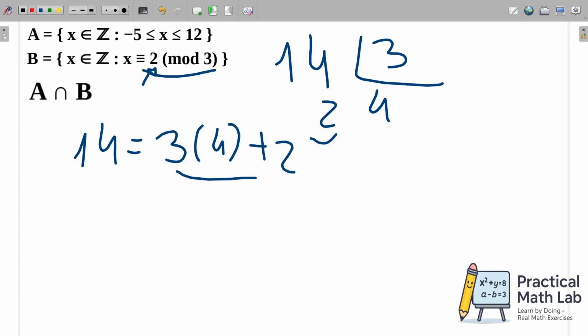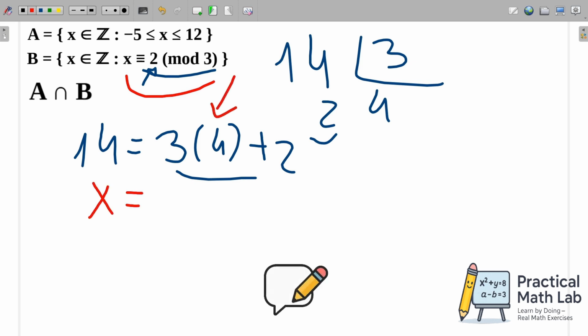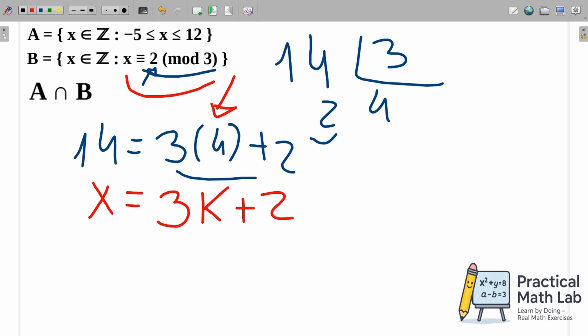Since x is congruent to 2 modulo 3, we don't know the value of x. Here, 14 is actually x. So, we also don't know this value here. We know it's 2 modulo 3. By substituting 4 with k, it becomes 3 times k plus 2, because we don't know what x is, so we also don't know this value.